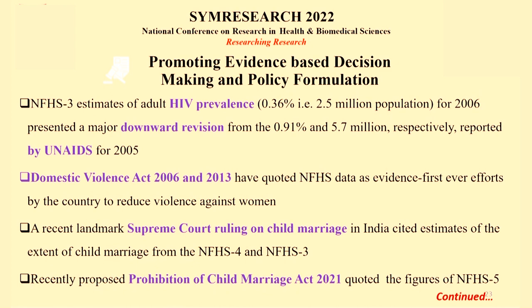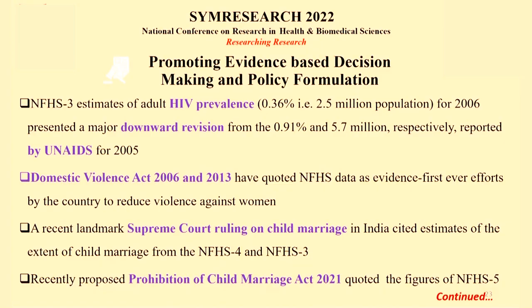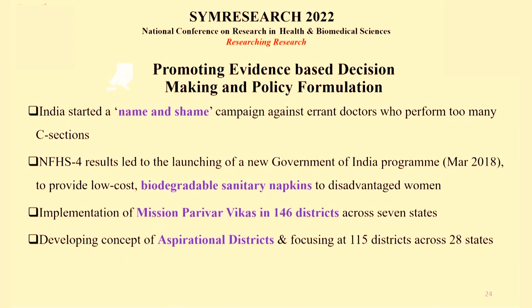Of course, discriminatory practices are still there. Some of the states are saying something, but I should not go into that, because we are academicians. Most recently, the Honorable Supreme Court, on child marriages in India, has cited estimates of NFHS 3 and NFHS 4 on sexual violence against young brides. And the recently proposed provision of the Child Marriage Act 2021 quoted the figure from our most recent NFHS, NFHS 5.